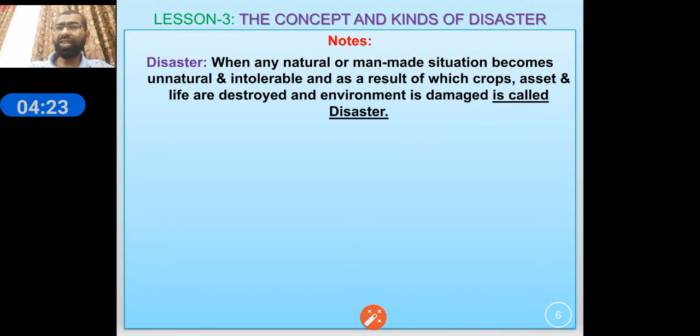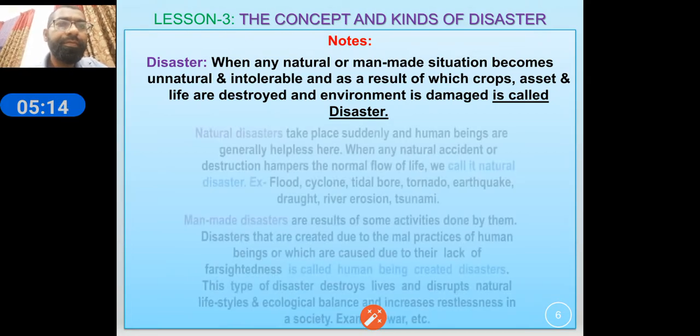So how will we answer what is disaster? When any natural or man-made situation becomes unnatural and intolerable, and as a result crops, assets, and lives are destroyed and the environment is damaged, it is called disaster. Actually, it is a condition when our day-to-day life is hampered, lifestyle completely becomes stuck, and it stops our normal flow of life. Then it will be called disaster.